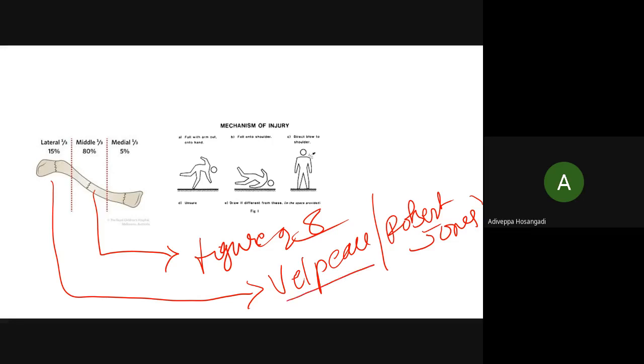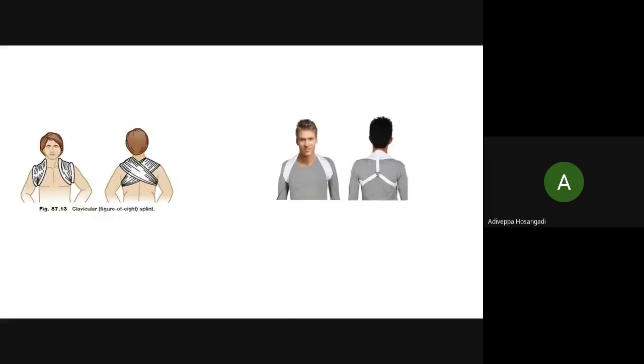You are correct, 100% correct. Lateral one third you are treating surgically. But if the patient fits conservative management, it is not a figure of 8 bandage, it is a Robert Jones or Velpeau bandage, or Velcro. Velpeau bandage. Okay. This is one diagram you can remember easily.